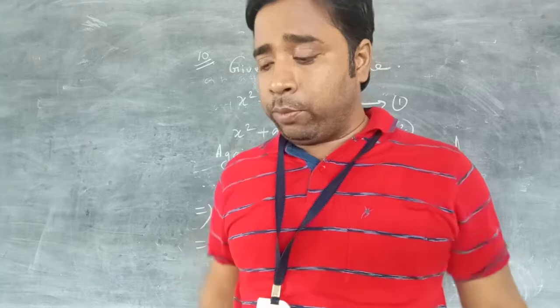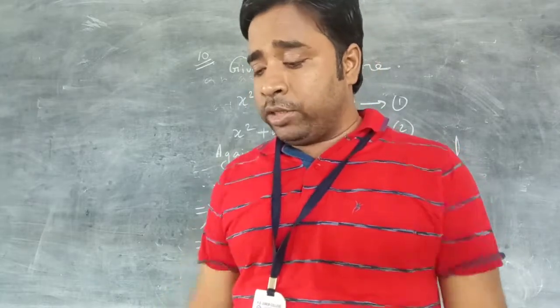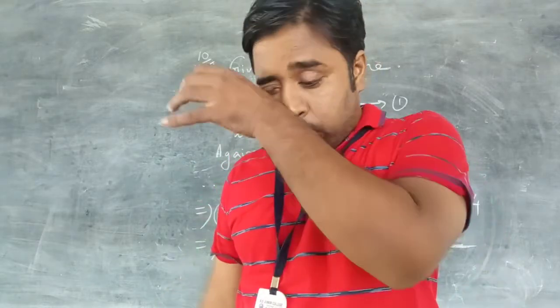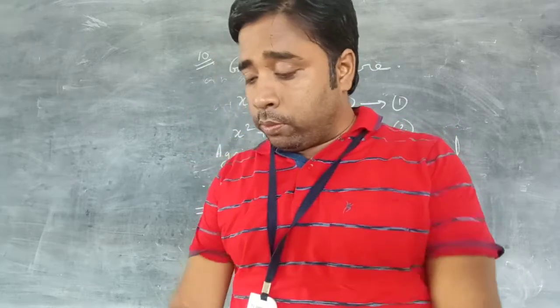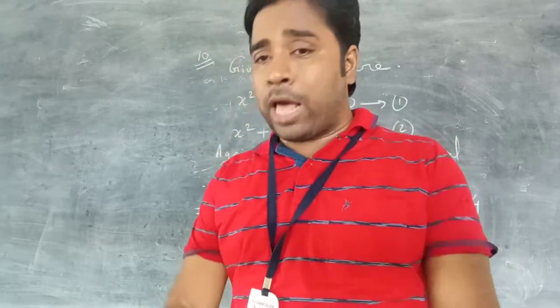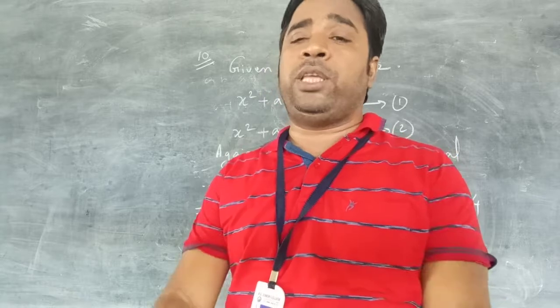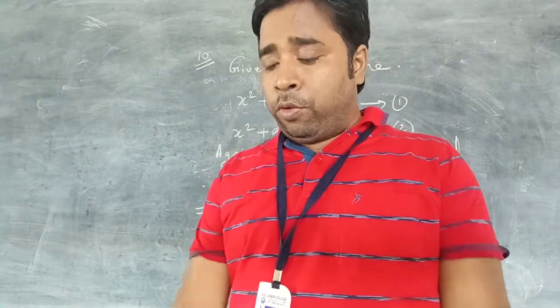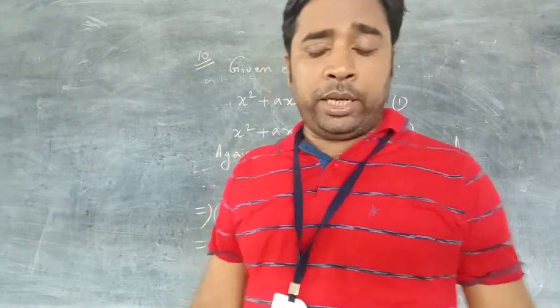Question number 11, you see what is given: alpha is the root of this equation. Then we have to show that the other root is 4 alpha cube minus 3 alpha. So this is a very important question. From the examination point of view, question number 11 is very important.